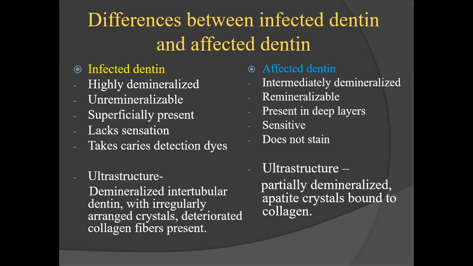It takes up the caries detection dyes. This is the one which will absorb the caries detection dye at first. When you see the ultrastructure of infected dentine, there is demineralized intertubular dentine with irregularly arranged crystals and disoriented collagen fibers. This is what you see under the microscope. So this is about infected dentine.